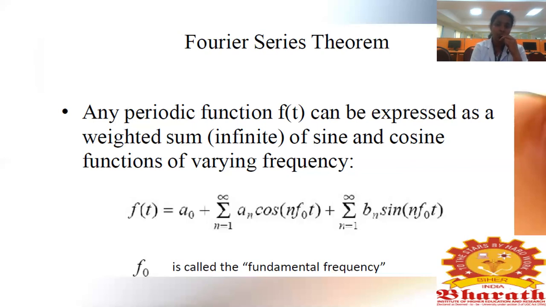And that can be expressed in terms of an infinite sum of sine and cosine functions. If I refer to it as a sum of sine and cosine functions, it obviously means an infinite sum of sine and cosine functions with varying frequency. So this is the Fourier series theorem with which we are going to derive the Fourier transform, right? If this Fourier series is clear, now we can go for the Fourier transform.